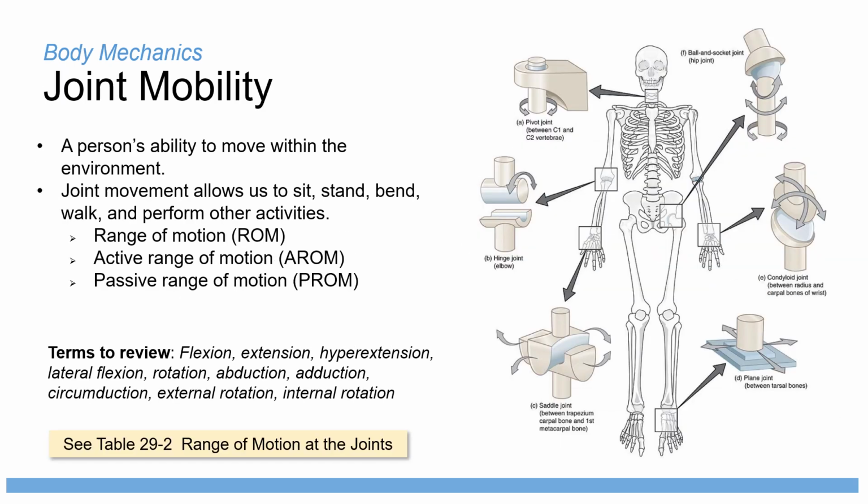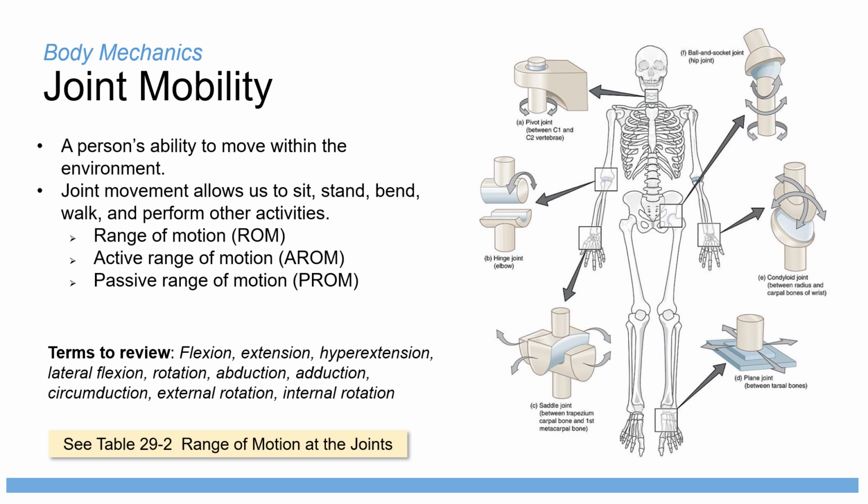Then we have joint mobility. We have to have joints in order to move within our environment. If you think about it, if you didn't have our hip joint or a knee joint or at our ankles, even in our fingers, it's really going to affect the way you can move and perform your ADLs, your activities of daily living. Our joints allow us to sit, stand, bend, and walk. Okay, so it's really important that we take good care of our joints.